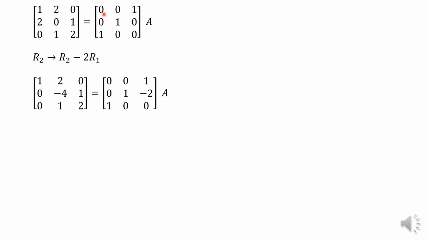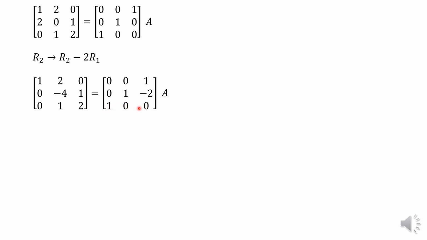So you see I am not changing first row, 0 0 1, and second row I am changing using this operation R2 minus 2 times R1. 0 minus 2 times 0 is 0, therefore we get 0 here. Next 1 minus 2 times 0, therefore we get 1. Now come here, 0 minus 2 times 1 is 0 minus 2, that is minus 2. I am not changing third row, 1 0 0.